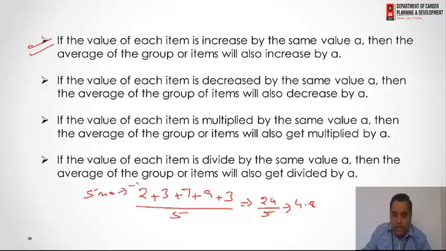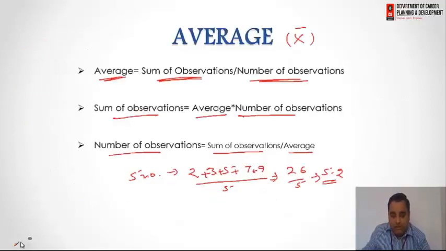If all the numbers are diminished by 1, like 2 minus 1, 3 minus 1, 7 minus 1, 9 minus 1 and 3 minus 1, that also diminishes the average by 1, so the new average is 3.8, by using the concept of the second statement that we have. Whereas the third one: if the value of each item is multiplied by the same value A, then the average of the group or the items will also be multiplied by A. So now we need to focus on the third statement.